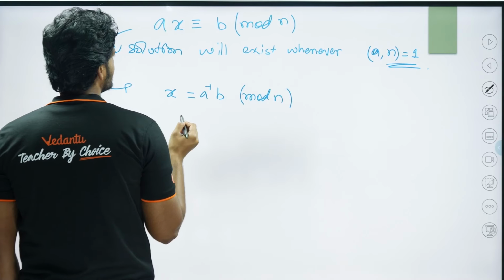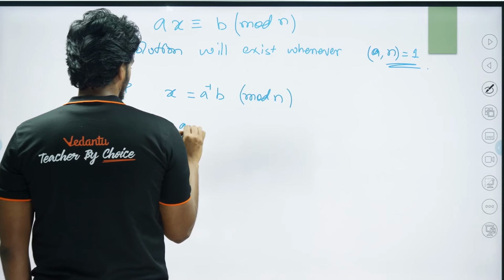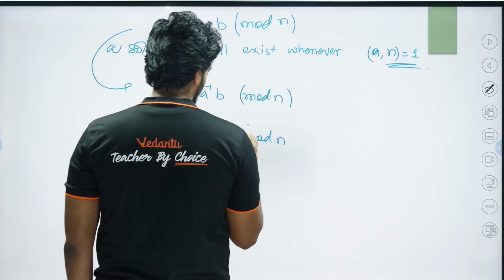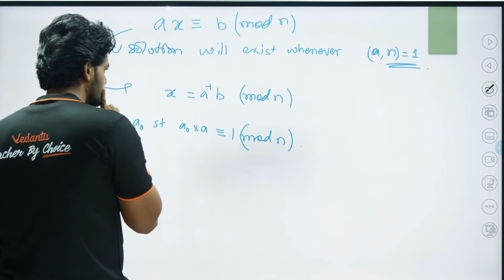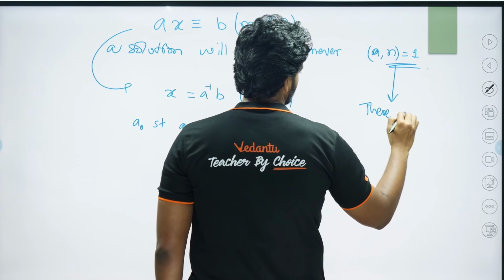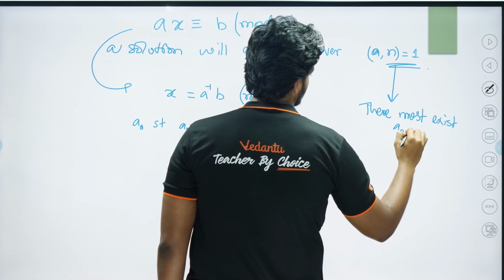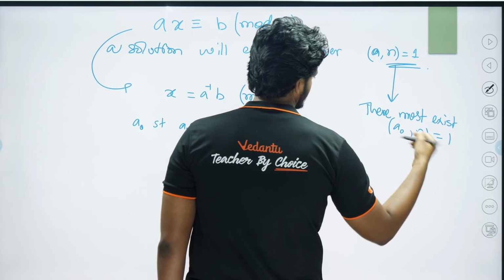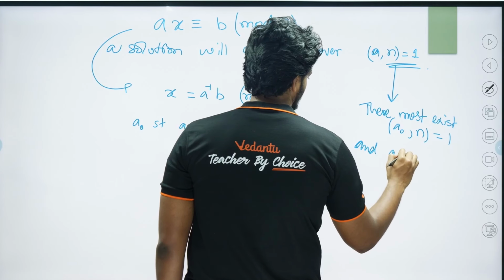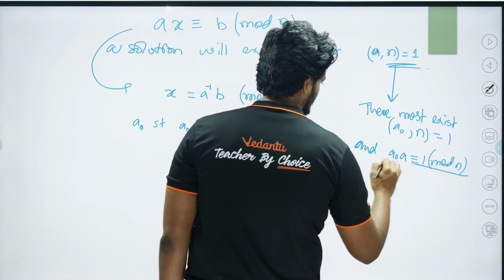A inverse will be a number, let's say I have a number A naught such that A naught into A is congruent to 1 mod n. Is this possible? If A is this, then there must exist A naught such that the GCD of A naught and n is also 1, and A naught A is congruent to 1 mod n. Right? This is a fact.